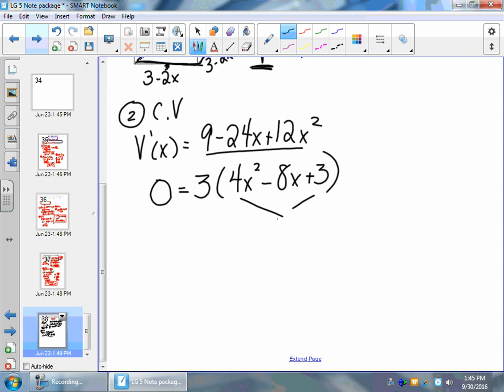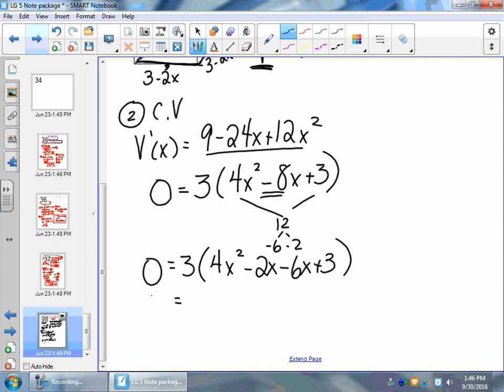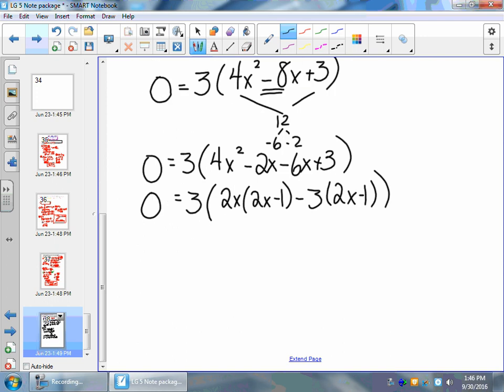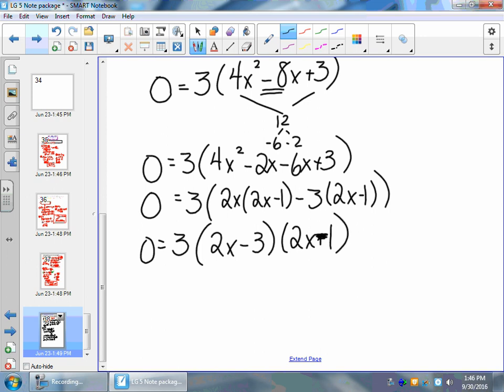Remember PSA2, 4 times 3 is 12. The factors of 12 that add to negative 8, so that's going to give me negative 6 and negative 2. So 0 would be equal to 3 times, and I'm going to rewrite it, so 4x squared minus 2x minus 6x plus 3. Continue to factor. I can factor out a 2x, 2x minus 1, minus 3 times 2x minus 1. And factor. 2x minus 3, 2x minus 1.